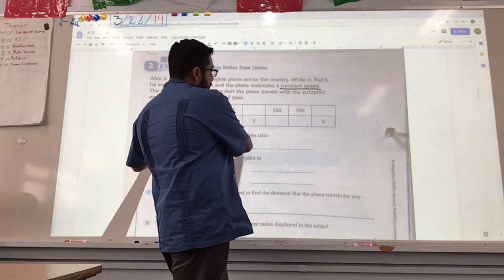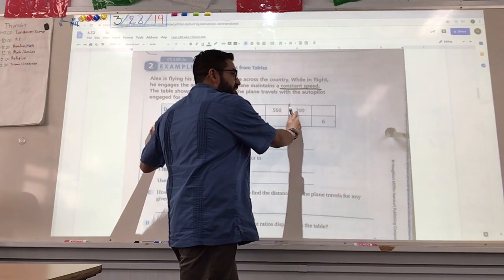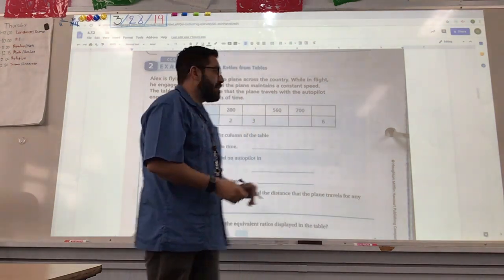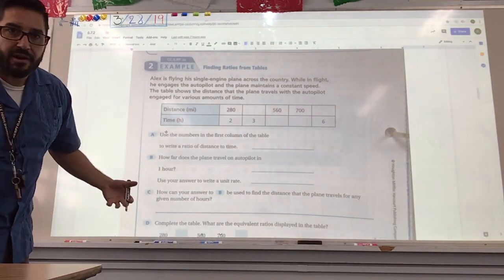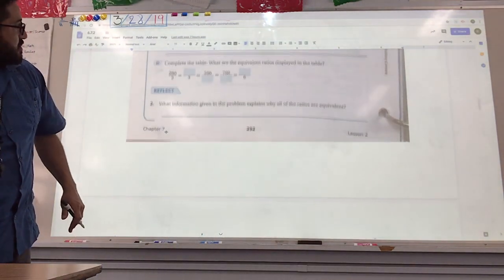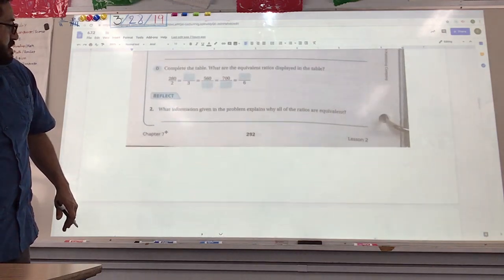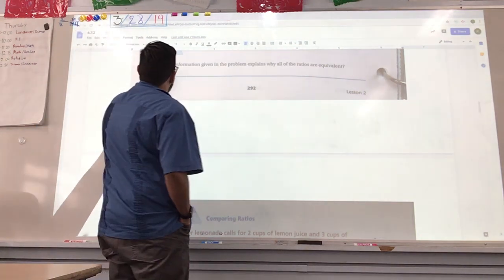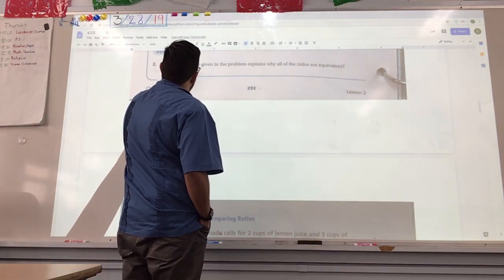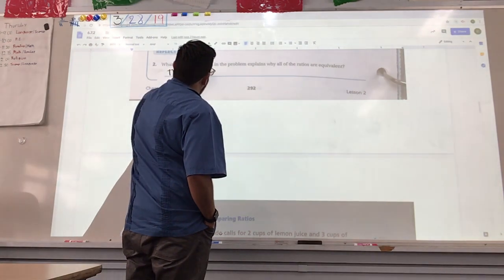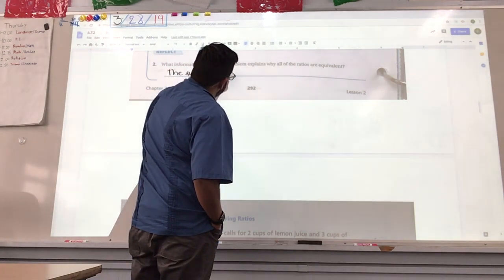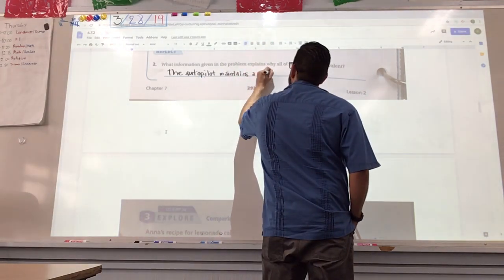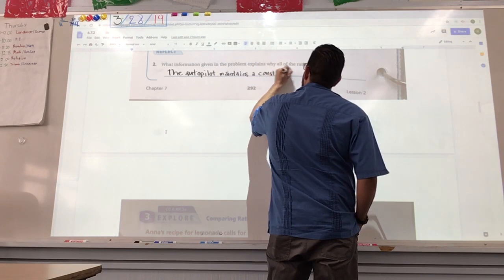So as time goes on, we're going the same amount of distance every hour because it's constant. It'd be like if you were on the freeway traveling 80 miles an hour. Now, luckily in the air, you don't have to brake as much. So let's go back up to our question. Okay, what information given in the problem explains why all the ratios are equivalent? The autopilot maintains a constant speed.